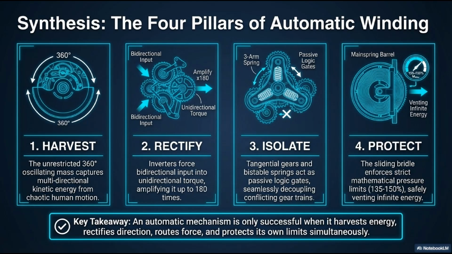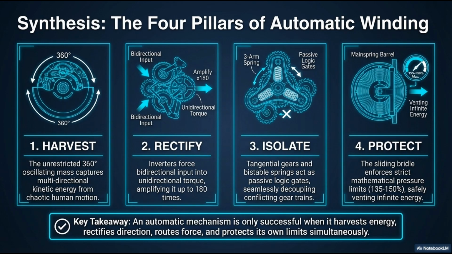As we bring this chapter to a close, let us look at the synthesis, the 4 pillars of automatic winding. An automatic mechanism is only successful when it performs 4 highly distinct physical tasks simultaneously and flawlessly. Pillar 1, Harvest. The unrestricted 360-degree oscillating mass must capture multi-directional kinetic energy from chaotic, unpredictable human motion. It must maximize inertia while surviving brutal impacts. Pillar 2, Rectify. The delicate inverters, whether cam, bascule, or clutch, must force that erratic bidirectional input into a smooth, unidirectional torque, amplifying it through the reduction train up to 180 times.